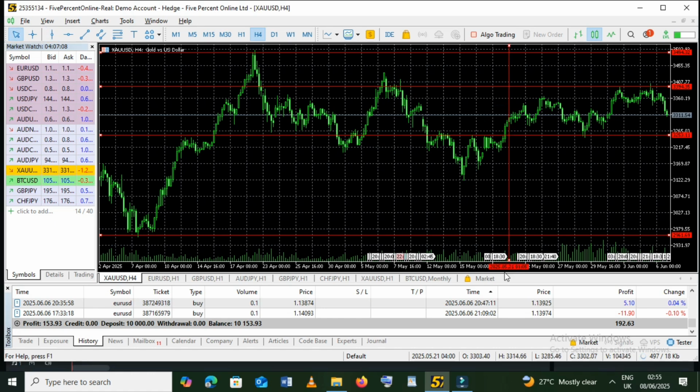So let me just mark within the time that I started ranging within it. So you can say from 21st of May 2025 until 7th of June 2025 in 4 hour time frame. You can see it as ranging market, but when you go to 1 hour time frame, you can see it as a trending market because it will show you a clear pattern from it.